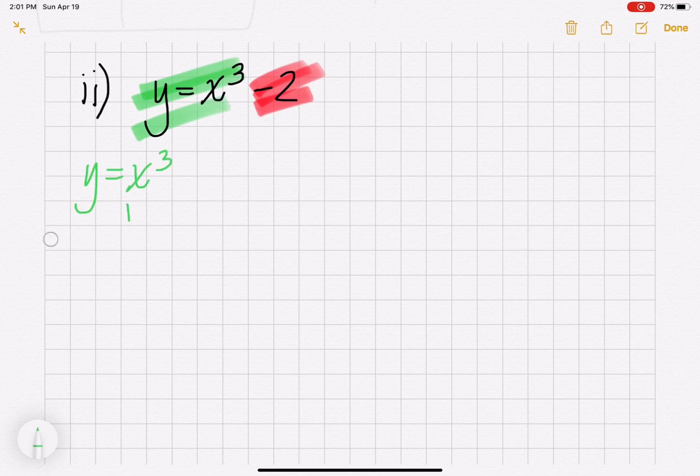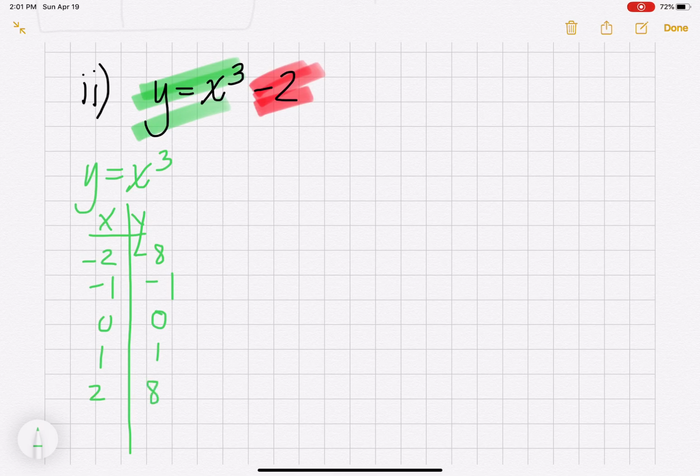Right, if I did a table of values, remember this is another one you should be familiar with. You should know the points. I can plug in what? Negative 2, negative 1, 0, 1, and 2. Negative 2 cubed is negative 8. Negative 1 cubed is negative 1. 0 cubed is 0. 1 cubed is 1. 2 cubed is 8. You can plot these.